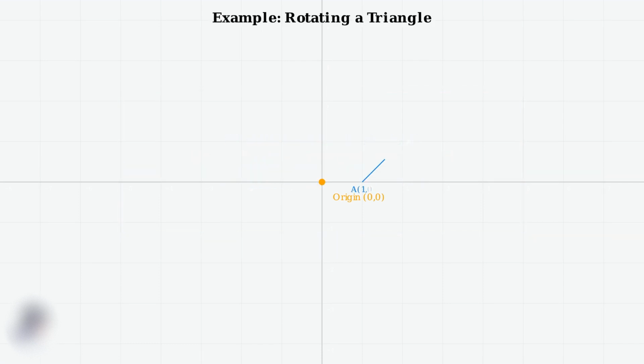Finally, let's see how rotation works with a complete figure. Here's a triangle with vertices at A (1, 0), B (2, 1), and C (1, 2). We'll rotate this entire triangle 90 degrees counterclockwise around the origin. Applying our rotation rule to each vertex, A at (1, 0) becomes A prime at (0, 1). B at (2, 1) becomes B prime at (-1, 2). C becomes C prime at (-2, 1). The entire triangle rotates as a rigid body, maintaining its shape and size.